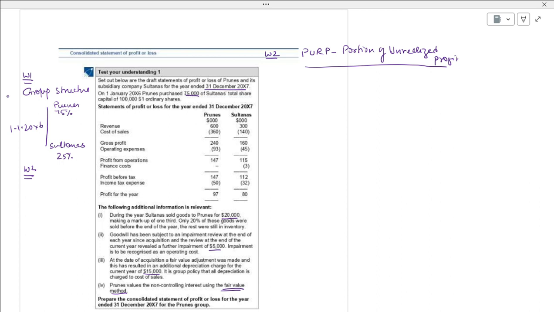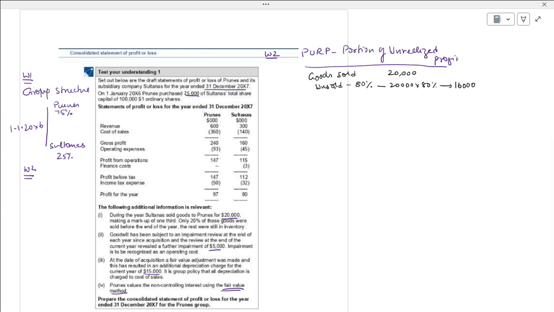Goods sold is 20,000. Of this, unsold is 80%. So 20,000 times 80% comes to 16,000.